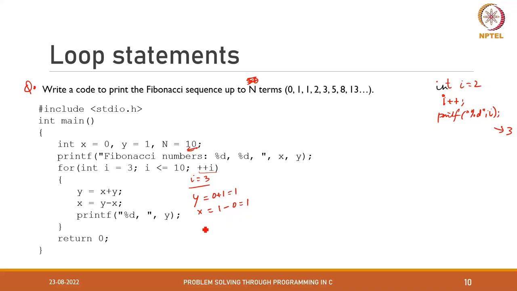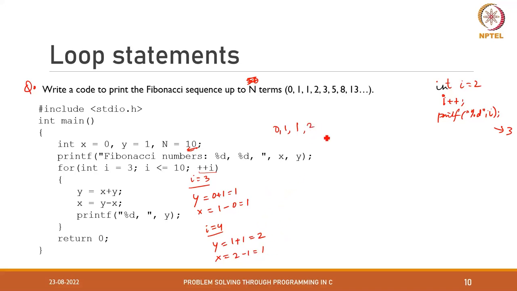And then we are printing out y, that is, earlier we had 0 and 1 and we printed out 1. So this is i equal to 3. Now i is equal to 4. After this, the i++ operation occurs and the value of i increases by 1, it becomes 4. So now I again do 1 plus 1, that is 2, right? And x is equal to 2 minus 1, that is 1. So now I print 2, okay.